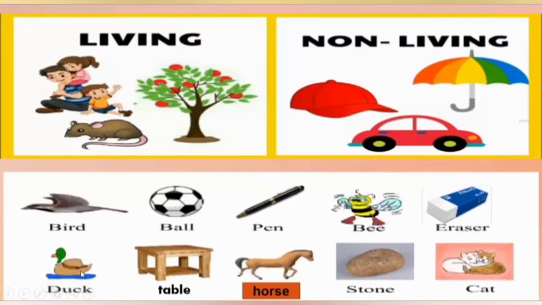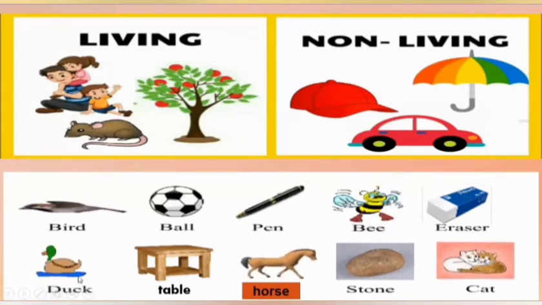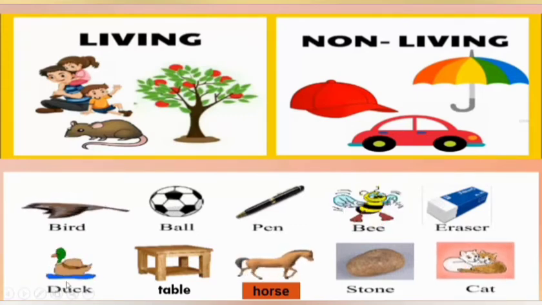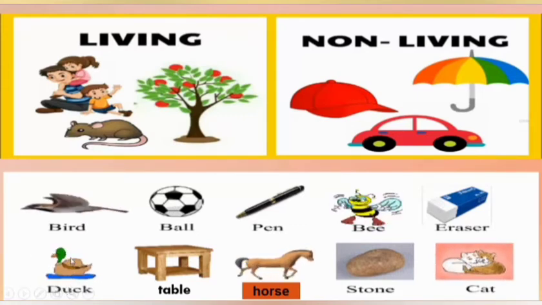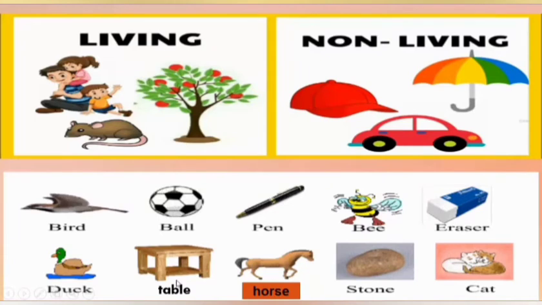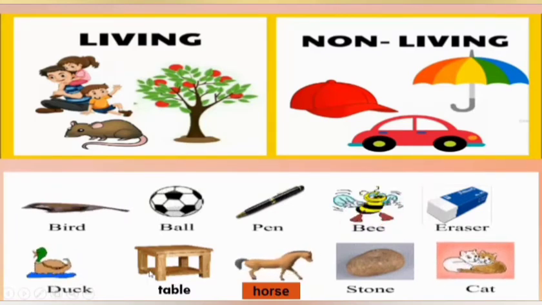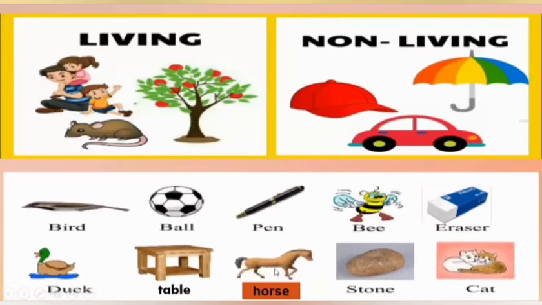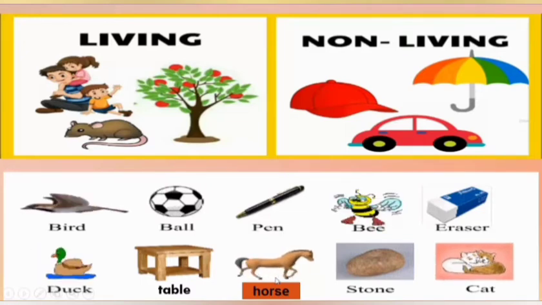A duck is an animal, and animals are living things. Why? Because they need food, they need water, they need air to breathe. So animals are living things. Table is a non-living thing. It cannot move, it cannot eat. They don't need air, food or water. Horse is an animal.